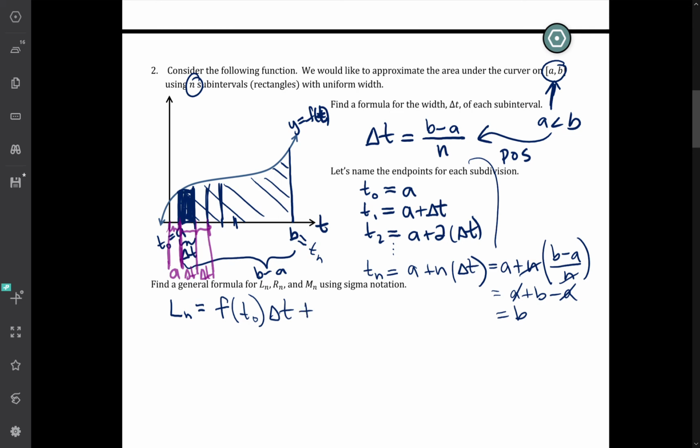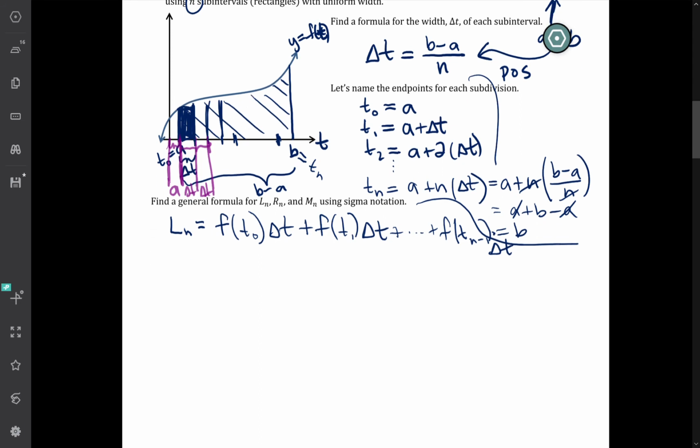And then the second rectangle, we get its height from plugging in t sub 1, and its width is delta t, and we would keep doing this until we get to, and we want to be careful here, we're doing left endpoints, so we don't actually want to plug in t sub n, we want to stop at t sub n minus 1 times delta t.